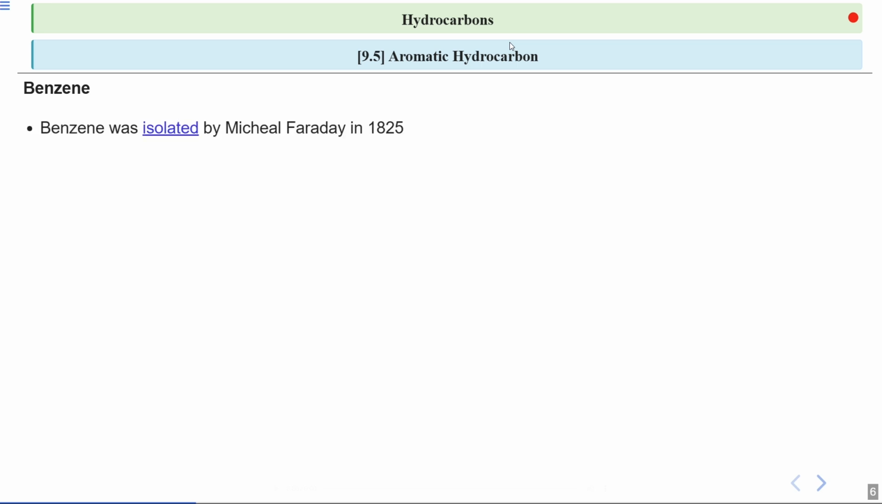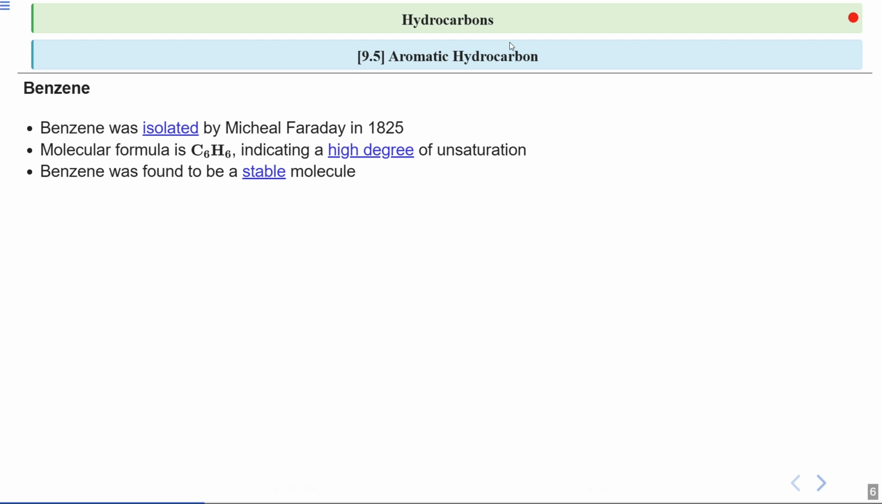First of all, benzene was isolated by Michael Faraday in 1825. This means Faraday was first to separate and identify benzene as a distinct chemical substance. It is important to recognize how early scientists contributed to our understanding of molecules we now consider as basic. Then the molecular formula is C6H6, indicating a high degree of unsaturation in your compound.